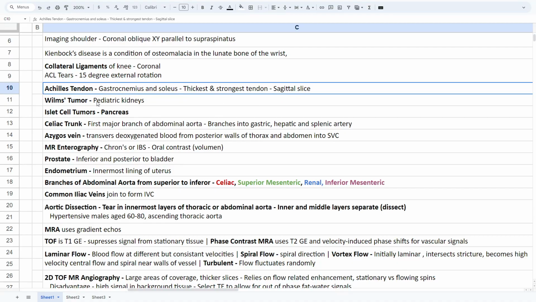Wilms tumor is in pediatric kidneys. Islet cell tumors are of the pancreas.